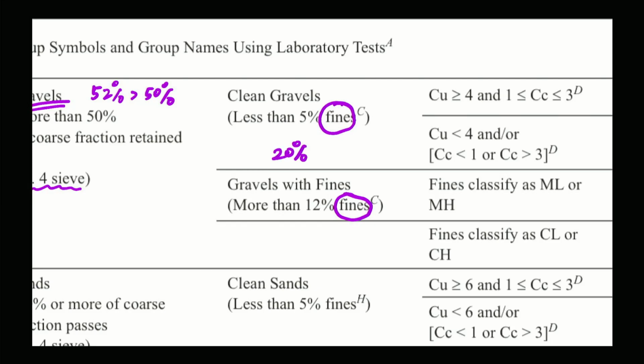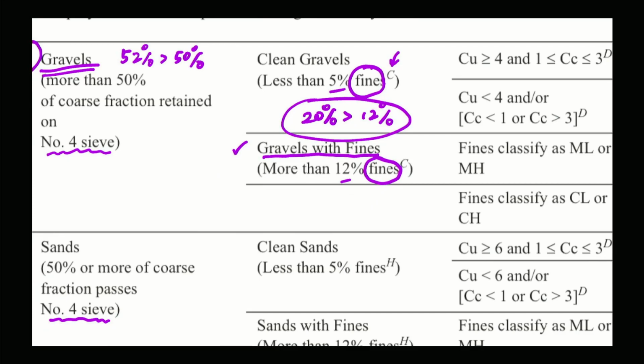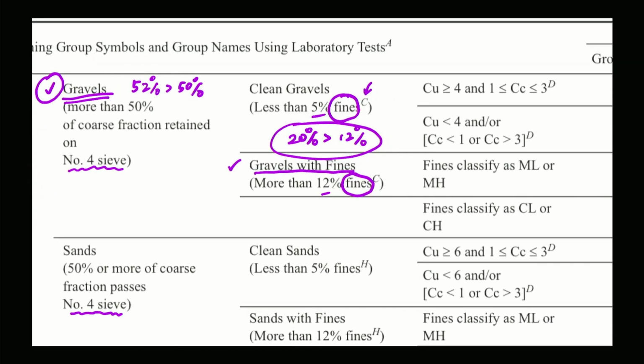That 20% is more than 12%. So for our case, we are talking about gravels with fines, right? And you probably have noted that you have a little superscript over here because you have less than 5%, you have more than 12%, you will definitely have a case that your fine is between 5 and 12. So again, that's not the case over here, but you should be prepared that in the exam, they might give you something in between.